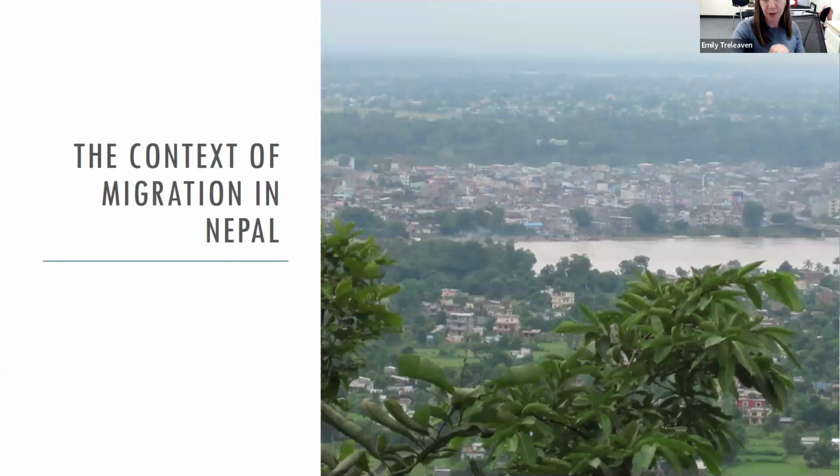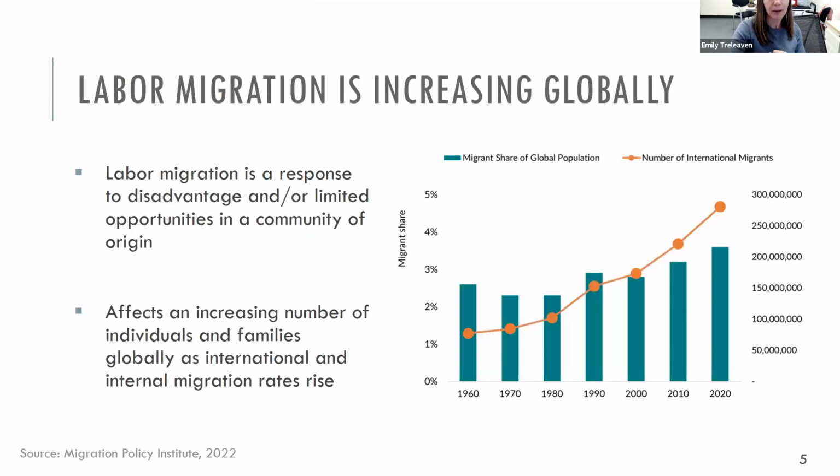So as I mentioned, we'll start with a quick overview of what migration looks like in the context of Nepal. But first, globally, labor migration is increasing, both in terms of absolute numbers of migrants, as well as the share of the world's population who are migrating for work. Typically, it's a response to disadvantage or limited opportunities in a community or country of origin. And with migration affecting a growing proportion of people and families globally, even if they themselves are not migrating.